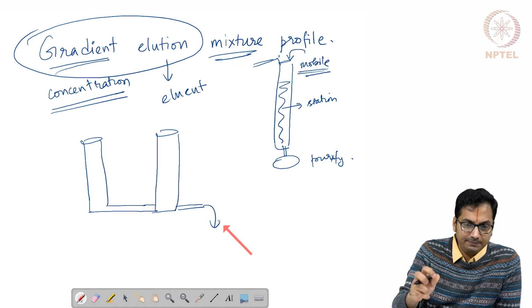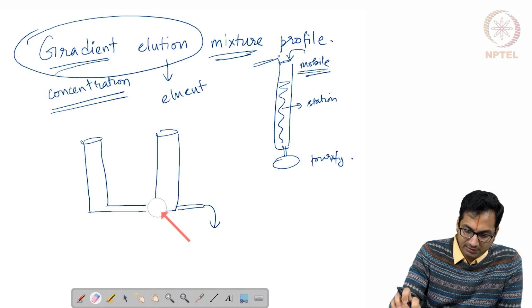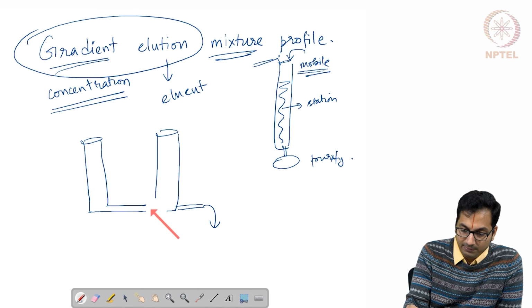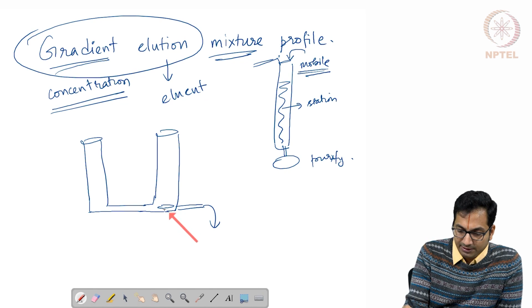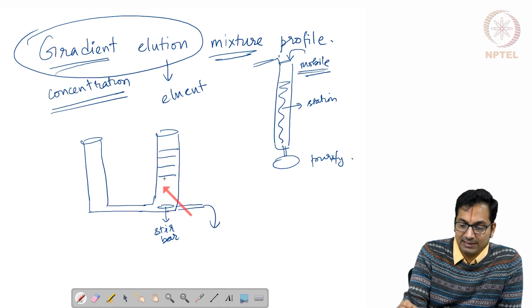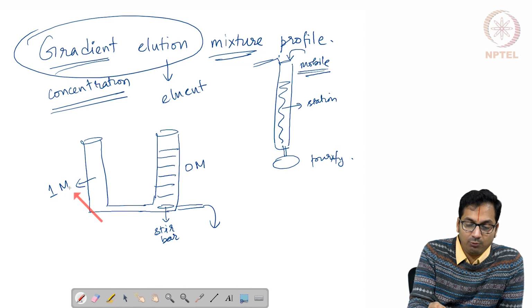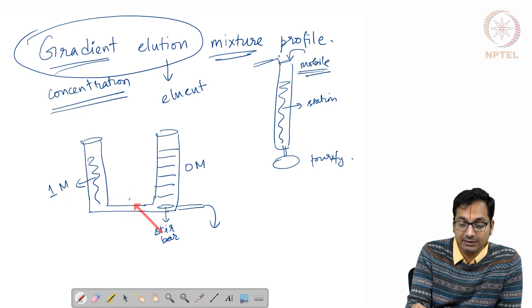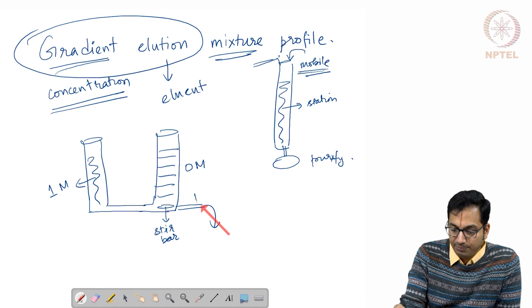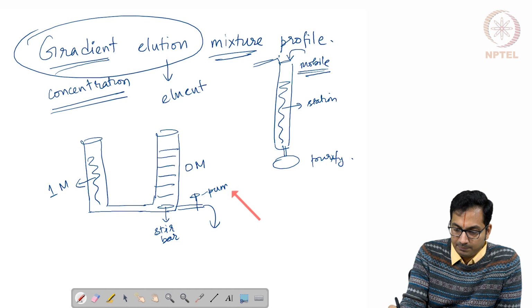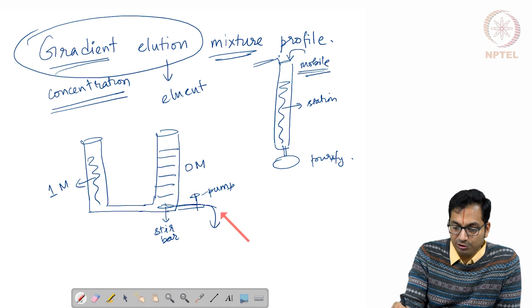This goes to the column. Of course, this is a very simple schematic that I am trying to draw, where there will be a magnetic stir bar. Okay. And this is the solution, let's say at 0 molar concentration, and this is the solution at 1 molar concentration. And of course, there is a pump that helps move the solution from here.